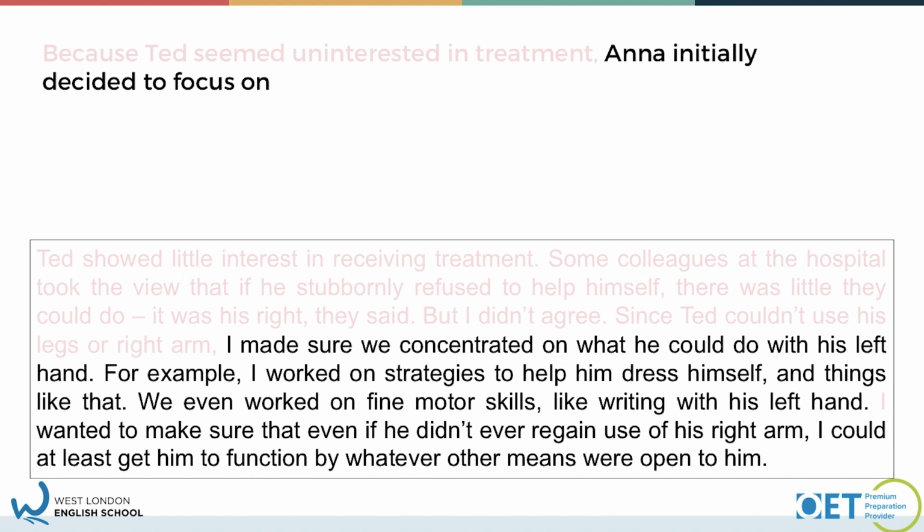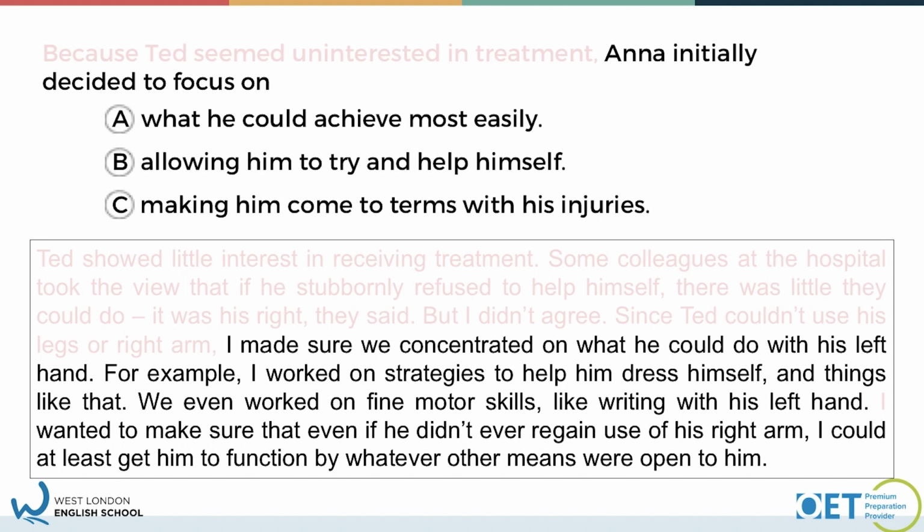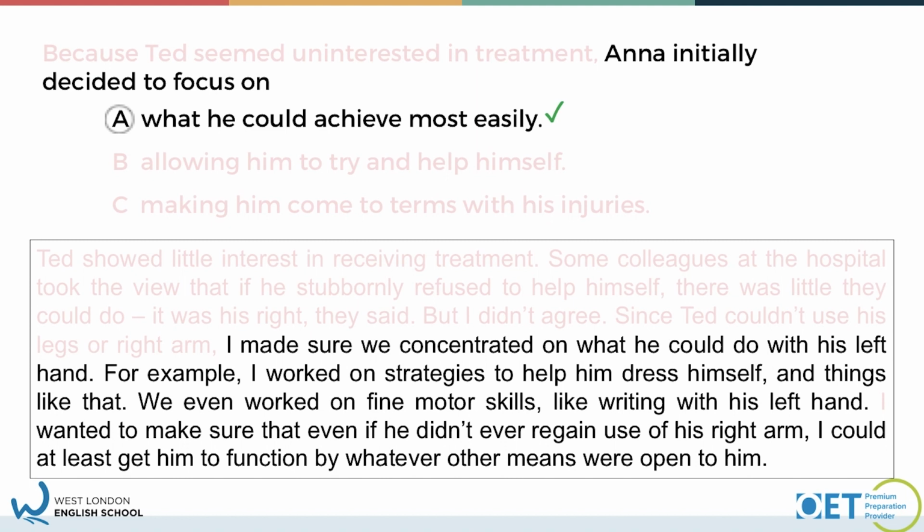And if I highlight here, you can see she was talking about we concentrated on what he could do with his left hand. For example, I worked on strategies to help him dress himself and things like that. We even worked on fine motor skills like writing with his left hand. Okay, and I'll show you the answer options. Again, if you take a few seconds to read these. And you can see the answer here is option A, what he could achieve most easily. So again, the signposting is there with this question.